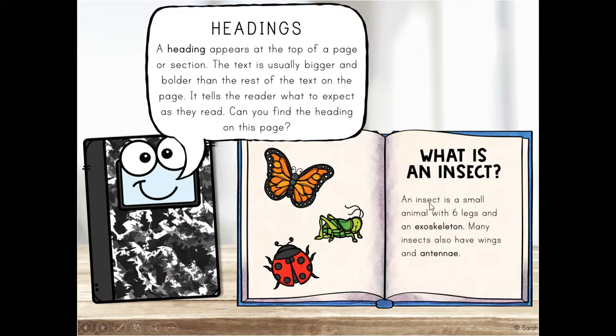And then it's going to give you information about what an insect is. An insect is a small animal with 6 legs and an exoskeleton. Many insects also have wings and antennas.